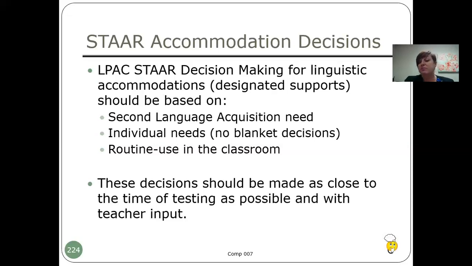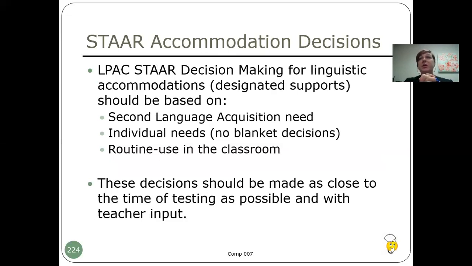And so note, when we make accommodation decisions as an LPAC, it's very important that we base them on second language acquisition need and not any other outside factors. Oh, well, little Johnny is just a poor test taker, so he's really gonna need extra time. It has to be based on that second language acquisition need. Also, we have to make individual decisions. This is so, so important that we don't make blanket decisions on participation or on accommodations.